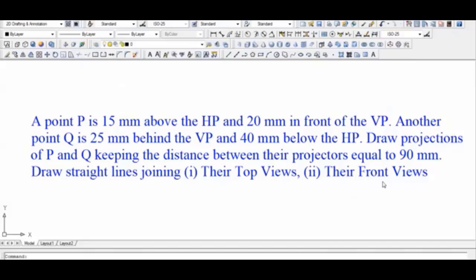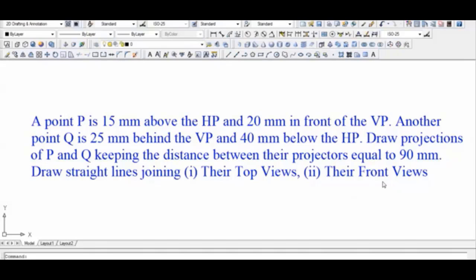A point P is 15 mm above HP and 20 mm in front of VP. Another point Q is 25 mm behind the VP and 40 mm below the HP. Well, moving ahead, draw projections of P and Q keeping the distance between their projectors equal to 90 millimeters. And finally, draw straight lines joining 1, their top views, 2, their front views.